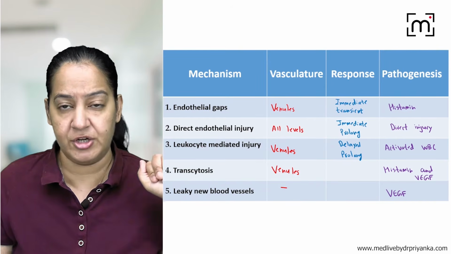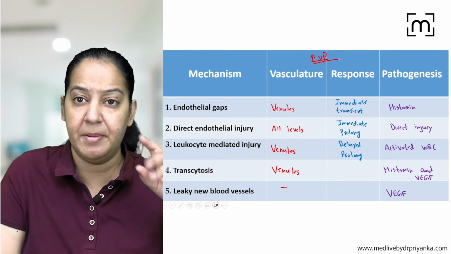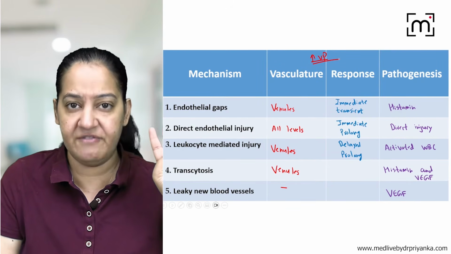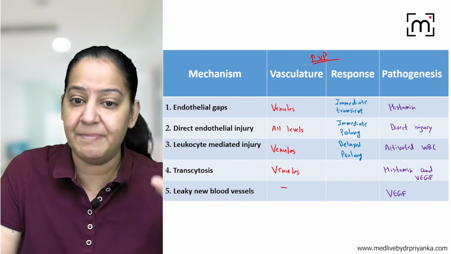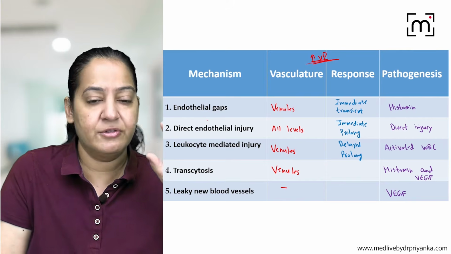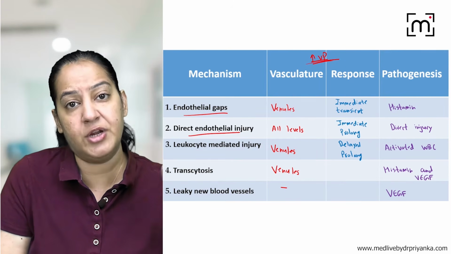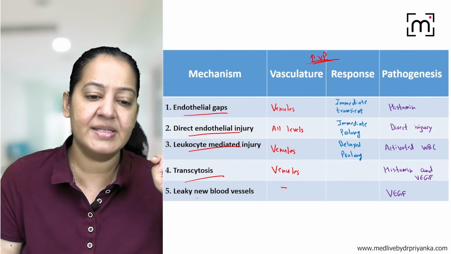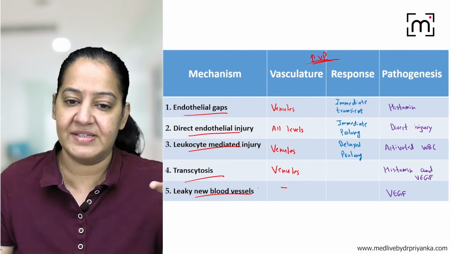Again, the summary is in front of you of increased vascular permeability. So increased vascular permeability is step number 4. That is the hallmark of vascular events of acute inflammation. That step is the hallmark, creation of the gaps. So the 5 mechanisms are endothelial contraction, direct endothelial injury by the terrorist, leukocyte mediated injury by the army, transcytosis and increased leaky new blood vessel formation.